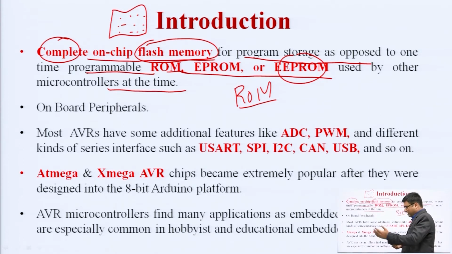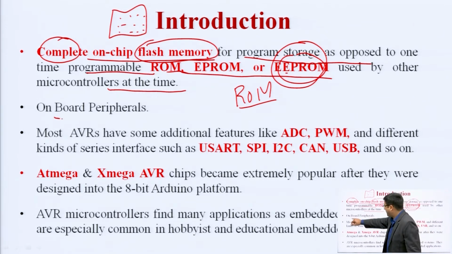But in the current scenario you can see that USB devices are available, and in a USB device you can erase memory and rewrite the contents again. So how is this possible? This is possible because of the EEPROM, that is electrically erasable programmable read-only memory.